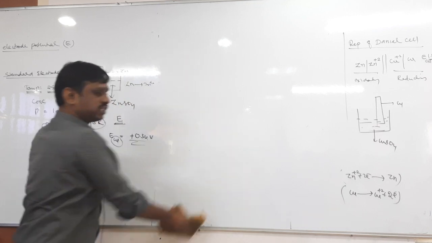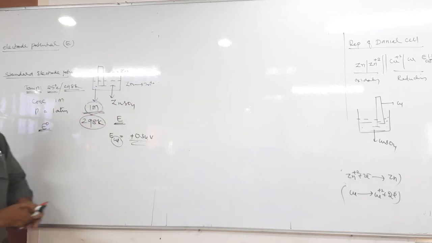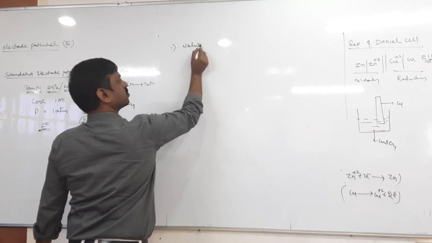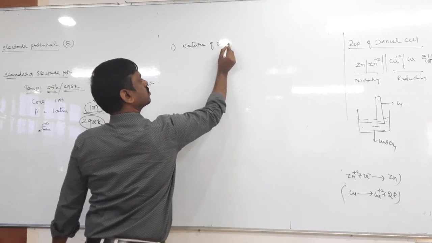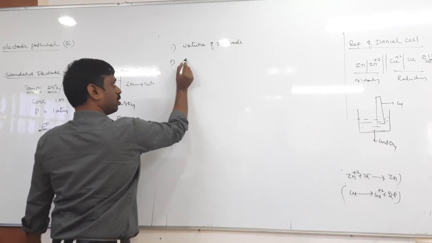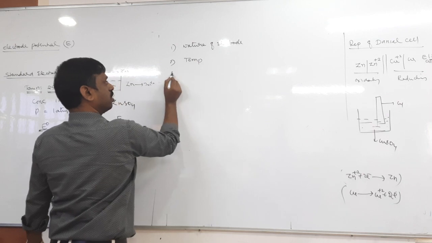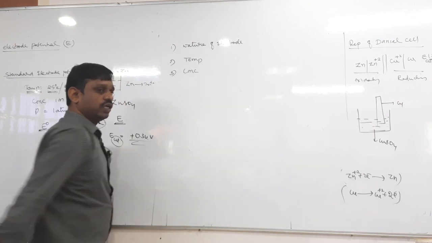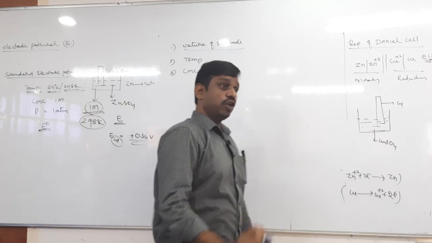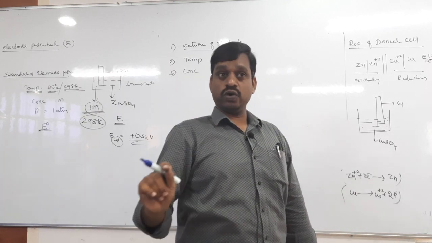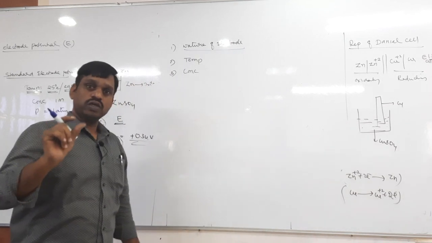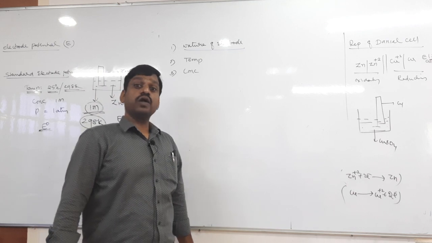Right. So, factors affecting electrode potential. There are 3 factors: 1, nature of electrode; 2, temperature; and 3, concentration. Okay. So the first one is nature of electrode, not mass of electrode, not quantity of electrode, nature of electrode. So nature of electrode also decides the electrode potential.